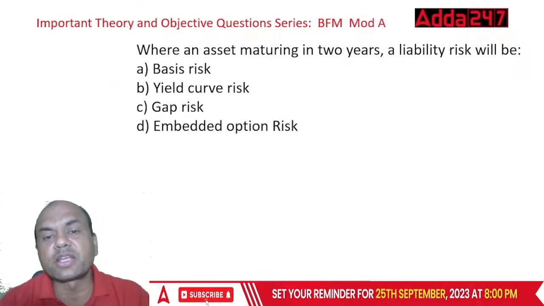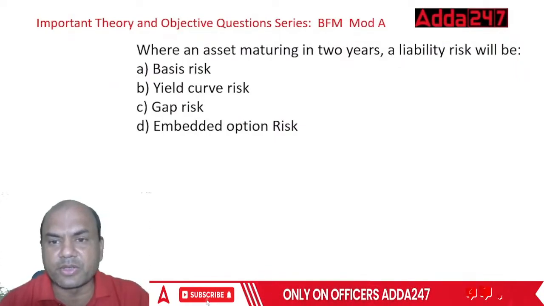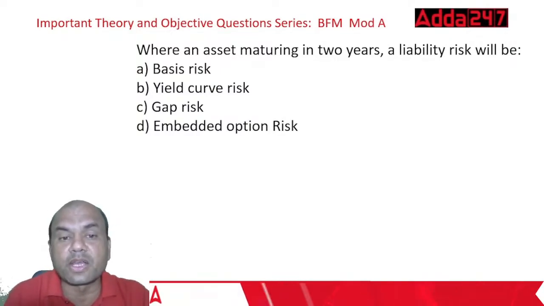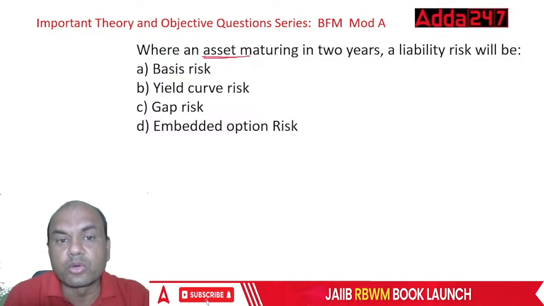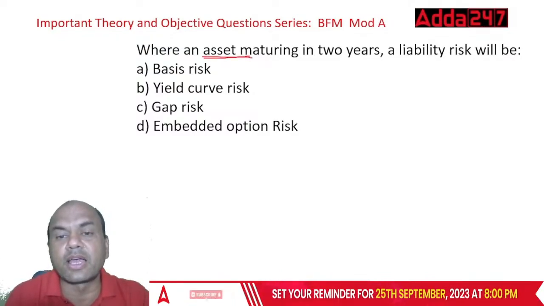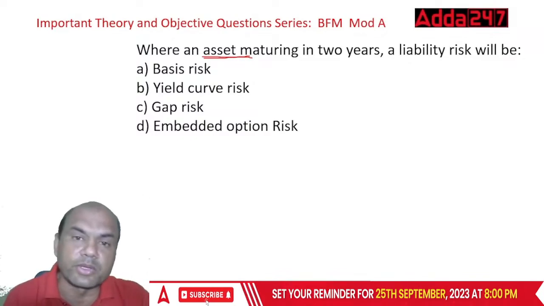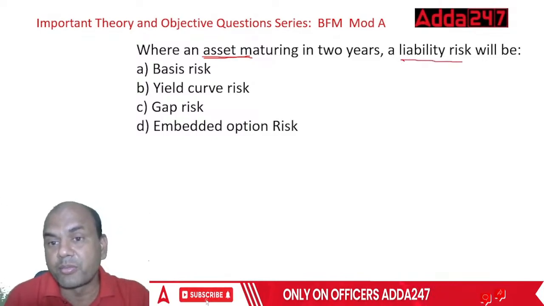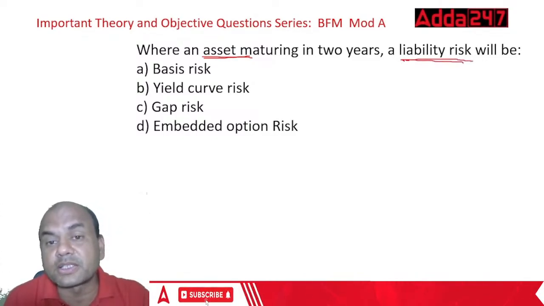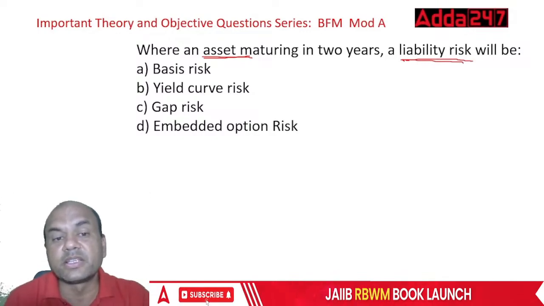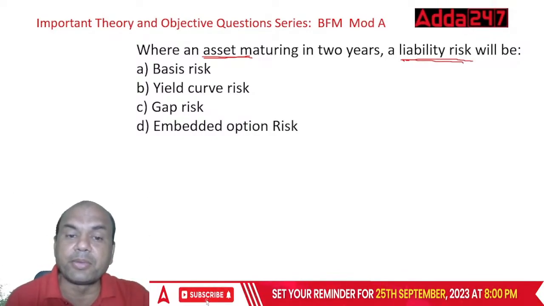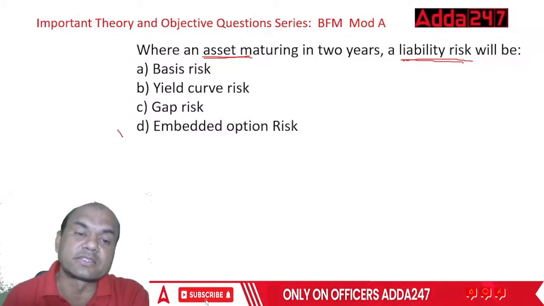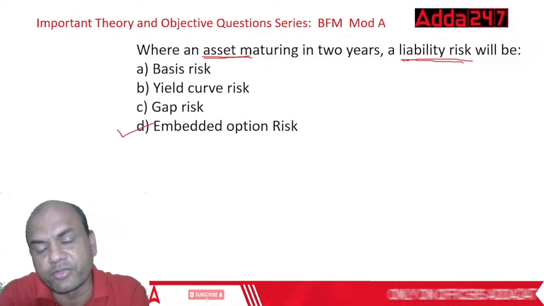When an asset is maturing in 2 years, what will the liability risk be? Suppose any asset, meaning a loan, is maturing in 2 years. Okay, 2 years means I have given a loan and that person will be paying me after 2 years. So what is the liability risk? Look at this liability risk: what risk will I face from the depositor's angle? Basis risk, yield curve risk, gap risk, embedded option risk. From the depositor side, I'll face this risk, the embedded option, right?